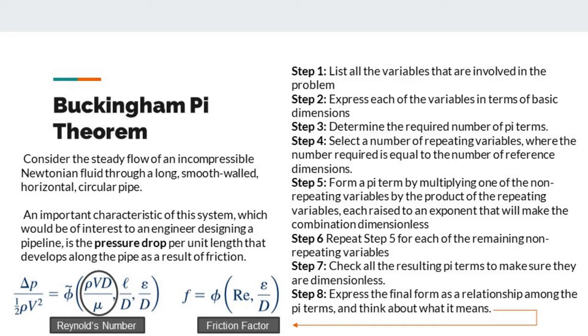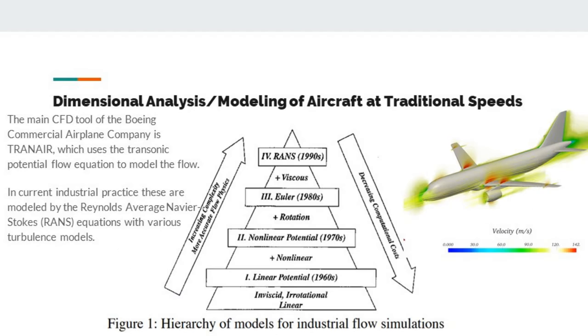So by following the steps seen to the right, we are able to basically find the recipe for creating various relationships among the pi terms, such as the Reynolds number and friction factor, which are both essential formulas in many fluid mechanic problems. So now moving back to how this tool is used on aircraft traveling at traditional speeds, this is done by using a CFD tool, also known as computational fluid dynamics.